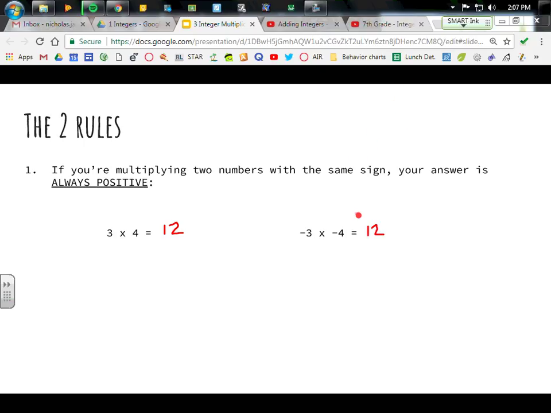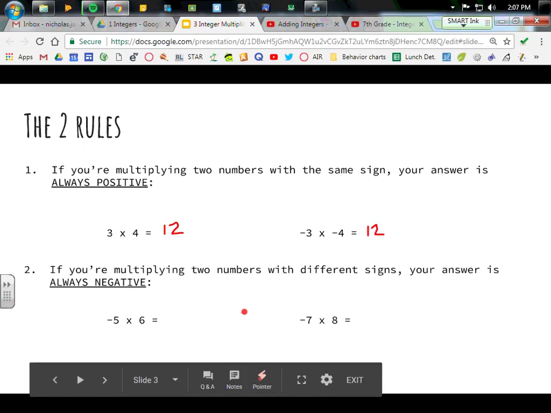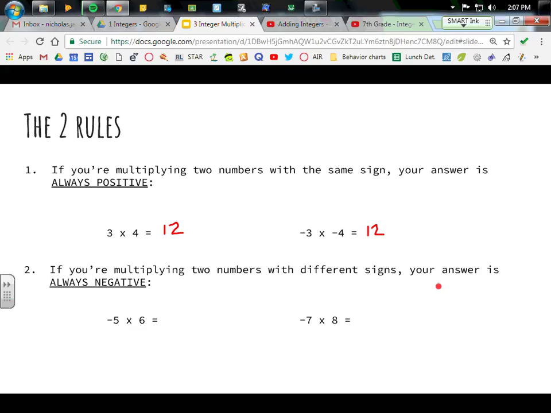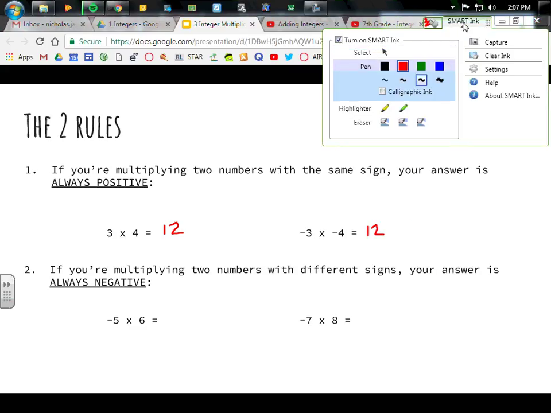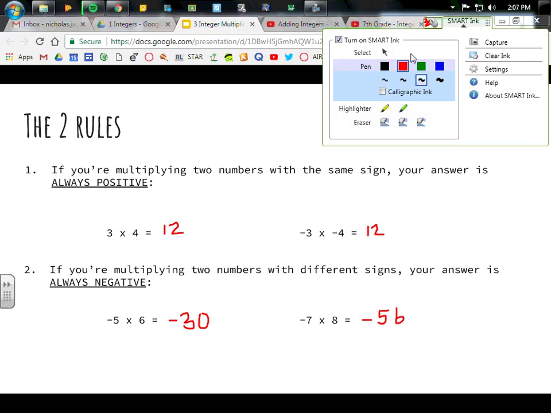Okay? The second rule, if you are multiplying two numbers with different signs, your answer is always negative. So negative 5 times positive 6 is going to be a negative 30. And a negative 7 times a positive 8 is going to be a negative 56. All right?